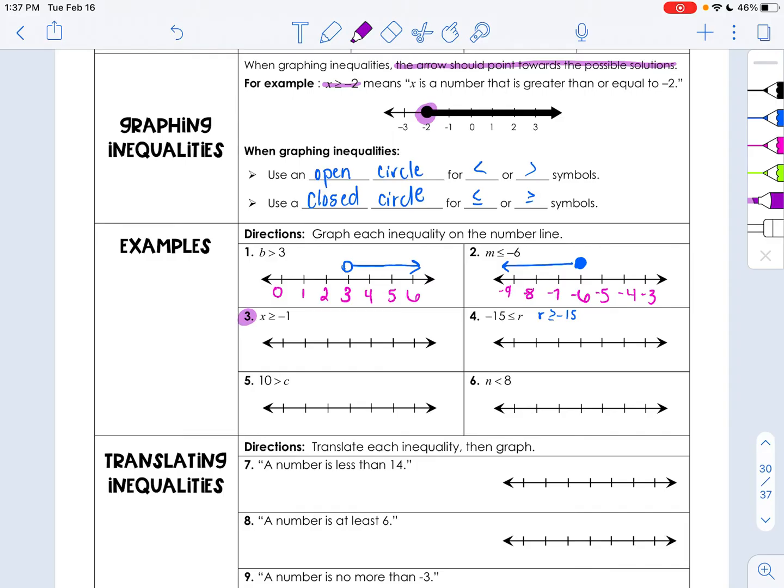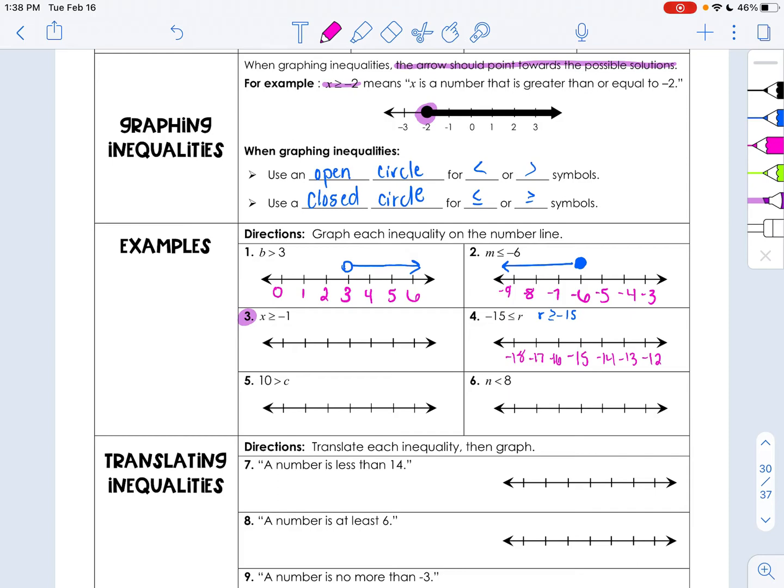Now that I've rewritten it, I can graph it. I need -15 in the middle of my number line, and then I'm going to fill in the remaining values. So to the right, I have -14, -13, and -12. And to the left, I have -16, -17, and -18.